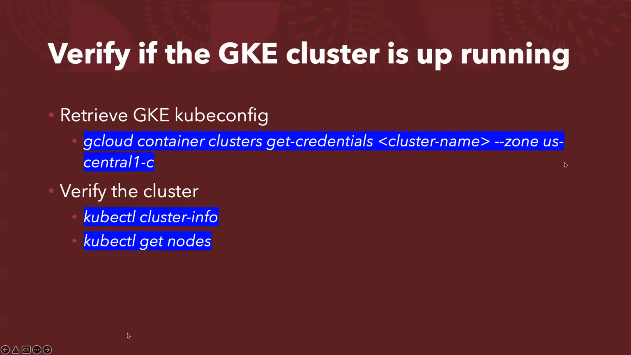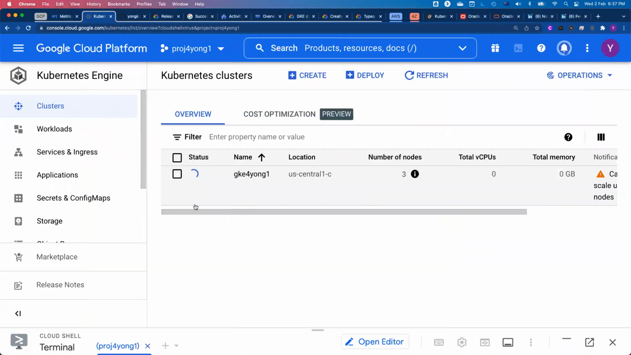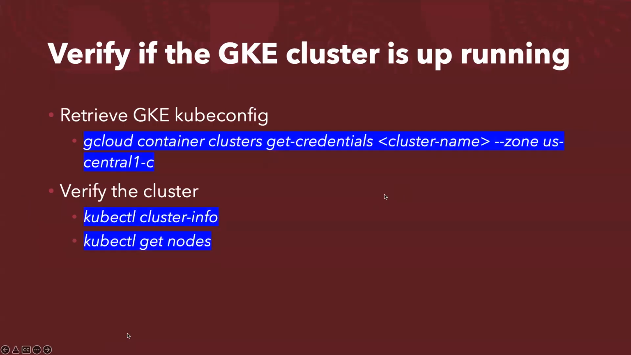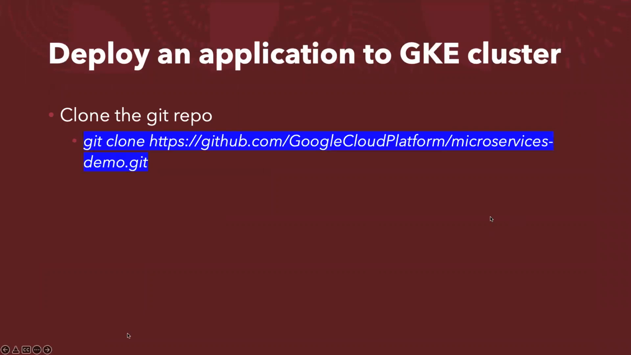Okay, so let me check if the cluster is running okay. So far, the cluster is running okay. And let me walk you through a little bit more of the slide deck. Once I've verified my cluster is up and running, how do I deploy a sample application to the GKE cluster? I just use the sample application from Google Cloud. So I clone the Git repository.